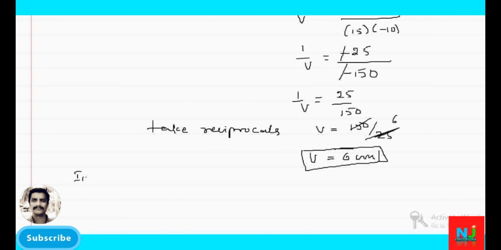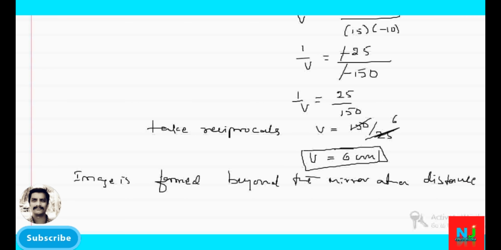What does it mean? It means the image is formed beyond the mirror. Remember, beyond the mirror at a distance of 6 centimeter from the mirror. This is the way you have to write the conclusion of the answer, dear students.